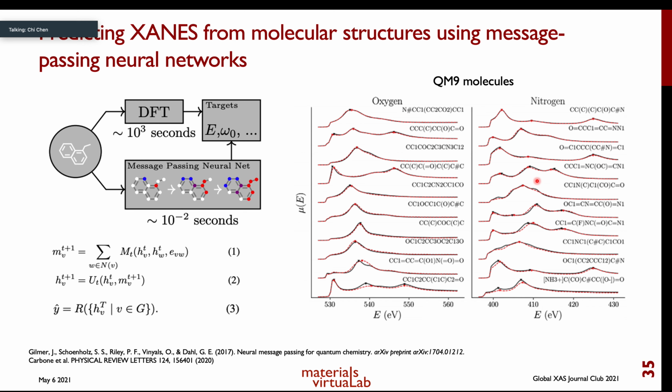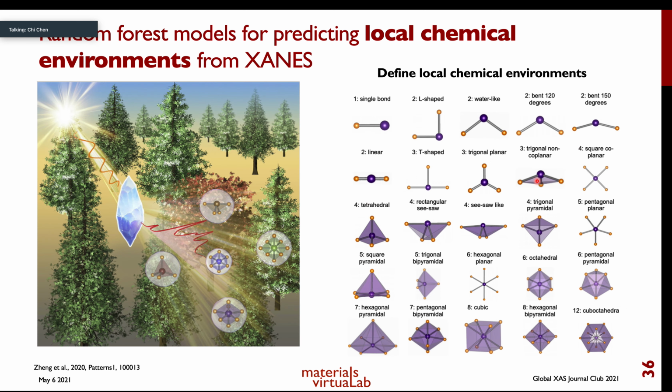So this work by Carbone and collaborators published in Physical Review Letters, they basically use a graph convolutional neural network, or the message passing neural networks, to predict the spectrum from the structure itself. So all those are very interesting work. So I'm gonna also introduce some of our own work in this field.